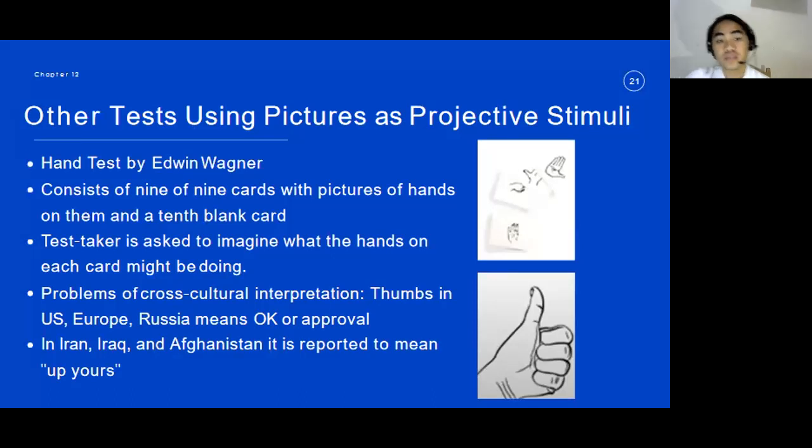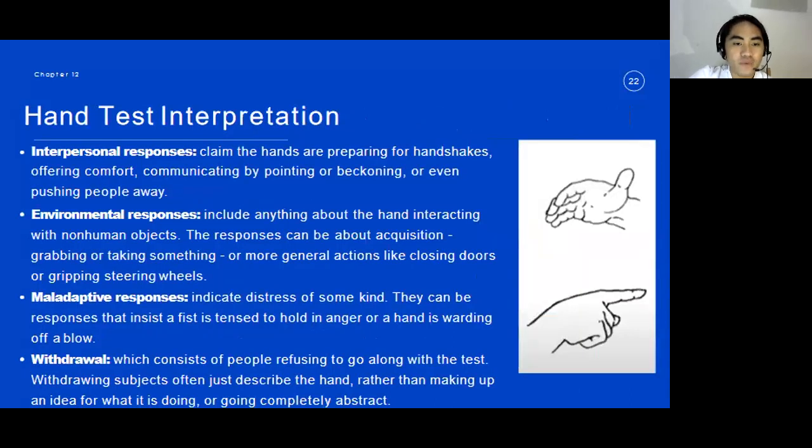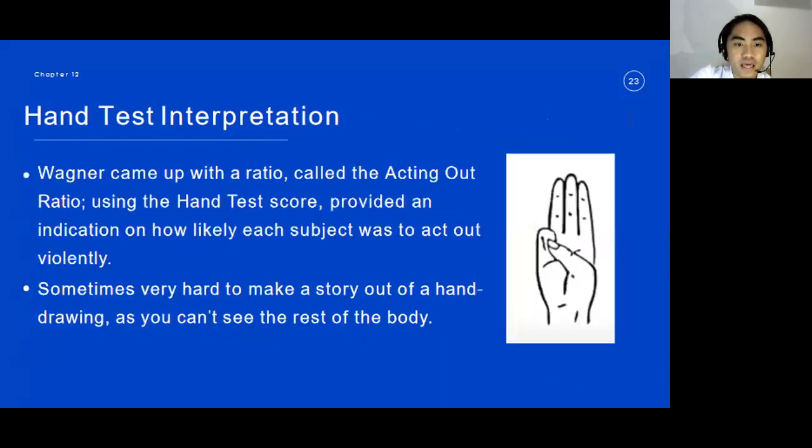Remember, when you're doing a test, you have to consider the cultural background. And we actually do a really detailed analysis. So this one here, for example, or that one here, we break it down into these 4 categories. The first is interpersonal responses, second is environmental responses, third is maladaptive responses, and the fourth one is withdrawal. Now, Wagner came out with a ratio called the acting out ratio, using the hand test score to provide an indication of how likely each subject was to act out violently.